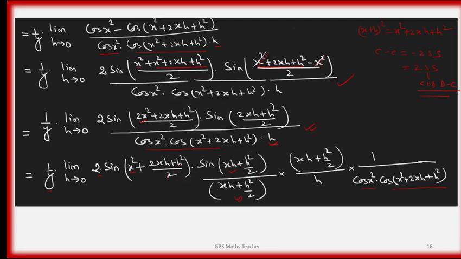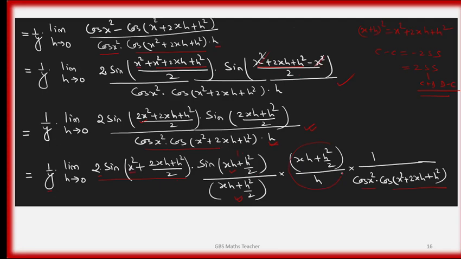This will be 0, since 0 by something is 0. So 2 sin x² we will obtain from here. From here we obtain 1, and from here we can divide. The h's can be cancelled. Here remaining x plus h by 2. If h is 0, then x plus 0 will be here.